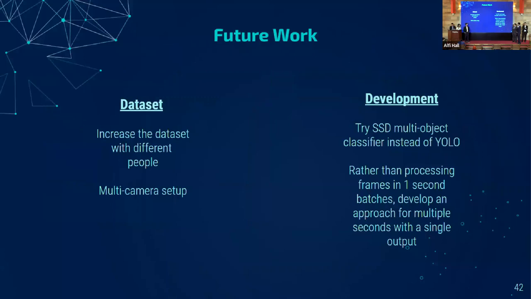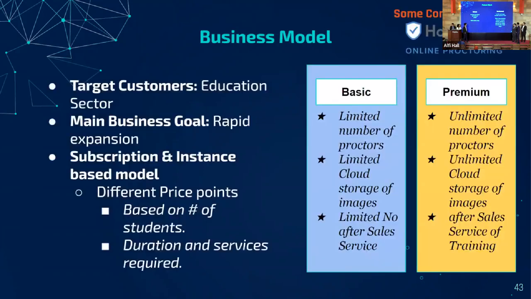Another limitation is that YOLO is very slow when used on CPU, and sometimes it's limited by the number of people in the frame. So for future versions, we might use SSD multi-object detection instead of YOLO. One last limitation is that rather than processing frames in 1 second batches, we need to develop an approach for multiple seconds with a single output. And now Omar will talk about the business model.